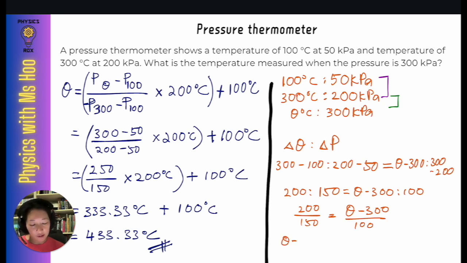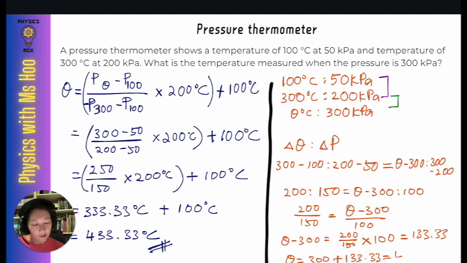So theta minus 300 equals to 200 divided by 150 times 100. This would give us 133.33, and then bringing 300 over to the other side. So this is 300 plus 133.33, giving us 433.33 degrees Celsius. So this is how we can use the ratio method to solve this kind of question.